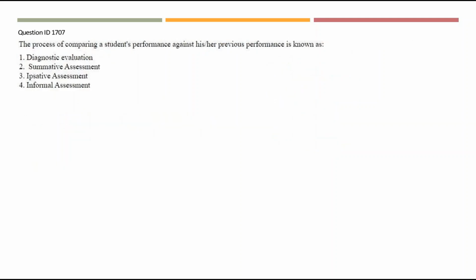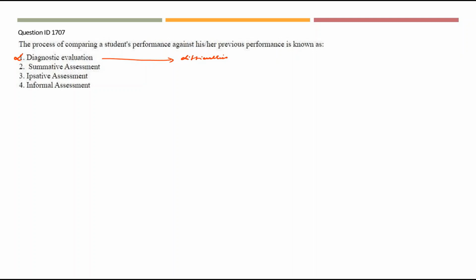Next question. The process of comparing a student's performance against his or her previous performance is known as. They have given some assessments in the options. So let's see what they are. Diagnostic evaluation. This discloses the weaknesses and strengths. This will diagnose or discover students' difficulties while learning, and it will assess the problem accurately. So the difficulties are diagnosed here. It's not the performance compared with the previous performance. So diagnostic is out of the race.